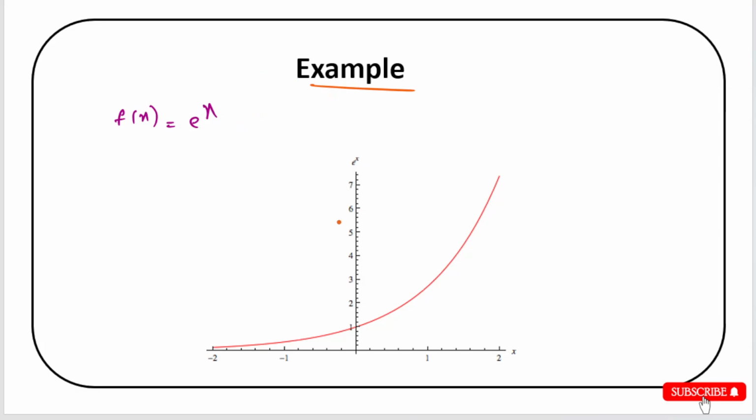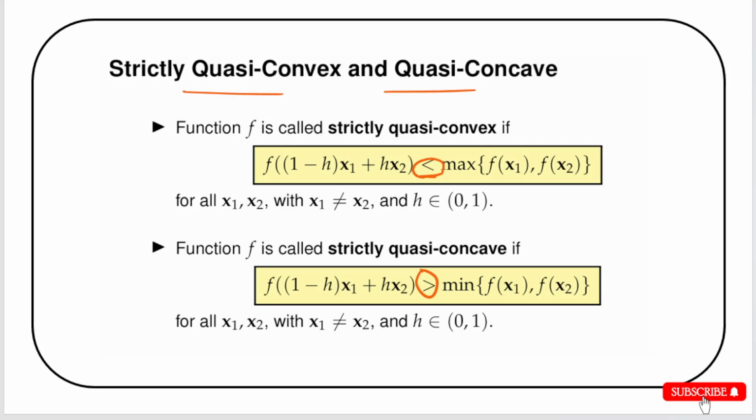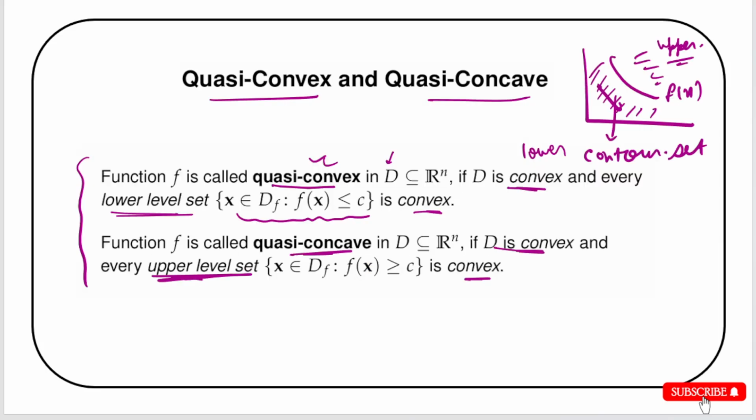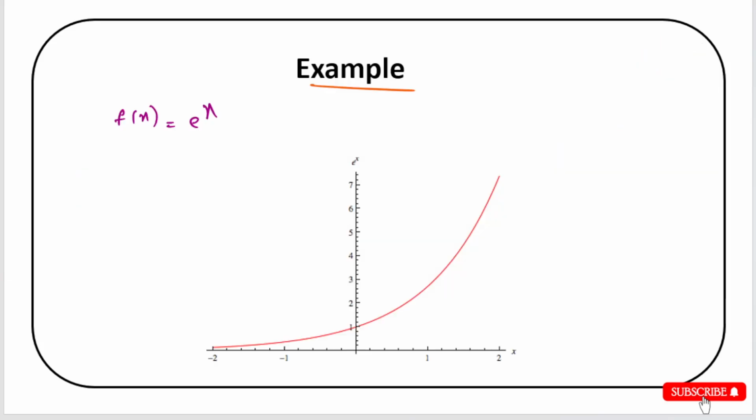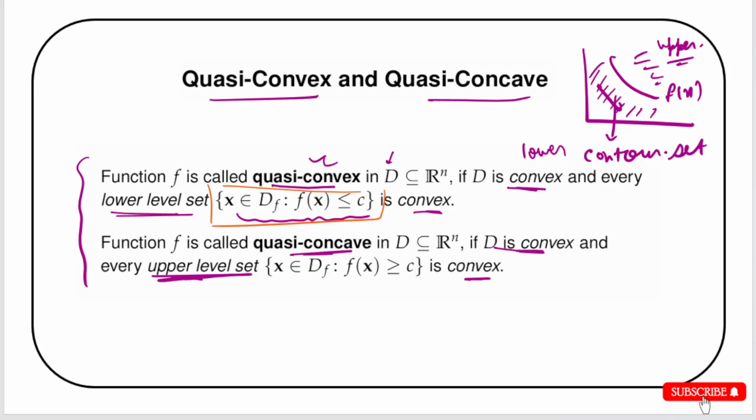But just to show you how to do this and how to find the domain in which this function is quasi convex, let's see this. Okay, let me go to the definition. For quasi convex, the lower level set has to be convex. So let's see, x belongs to the domain of the function such that f(x) is less than or equal to c, right? This is the definition.